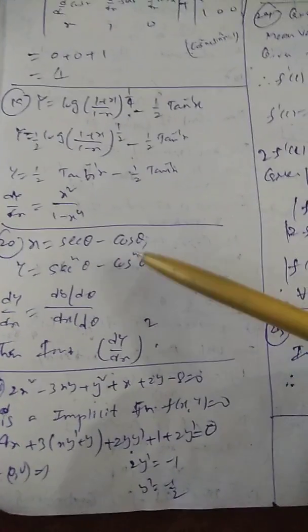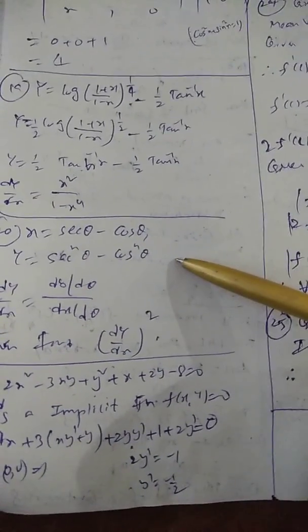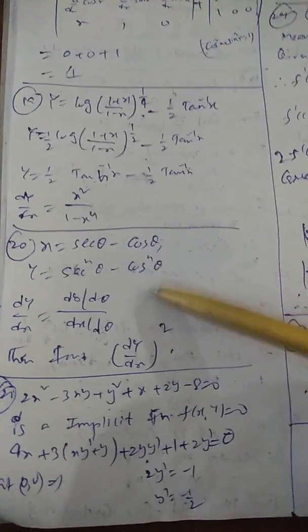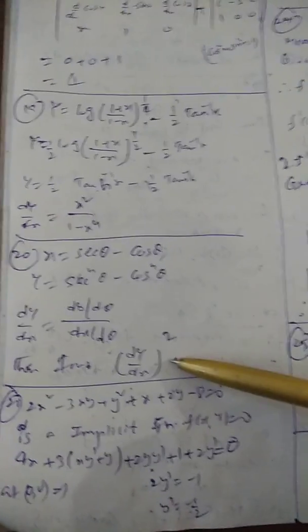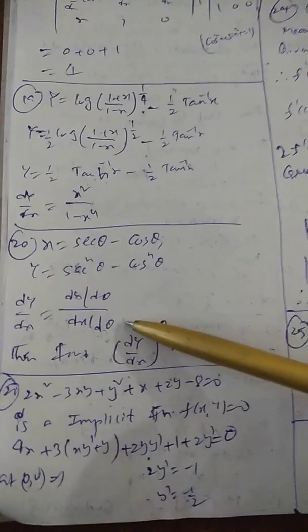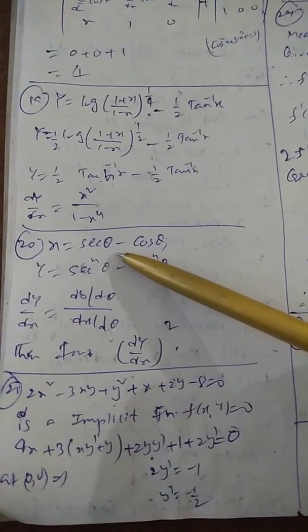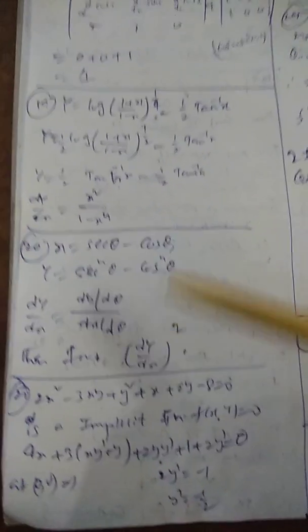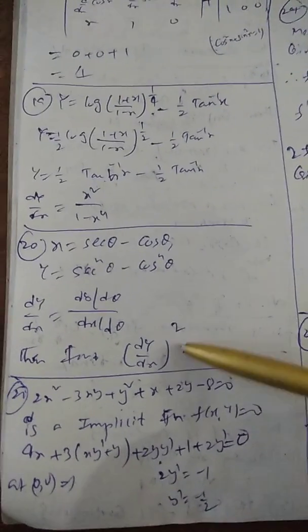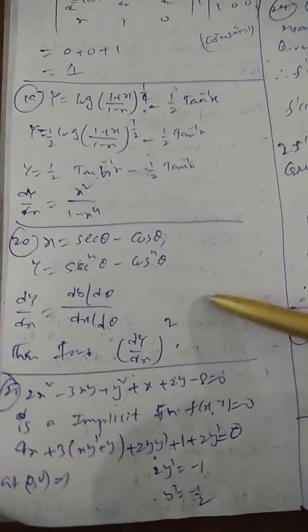Next, one question on derivatives. x equals secant theta minus cos theta, y equals secant power n theta minus cos power n theta. This is parametric differentiation. Since x and y are both in theta terms, and in the options we have dy by dx whole square, let me first find dy by dx as dy by d theta divided by dx by d theta. Find the derivatives of these two with respect to theta first, then find dy by dx whole square. Then using the options we'll get the answer. Just find dy by dx and square it. Observe the options, we'll get the answer.